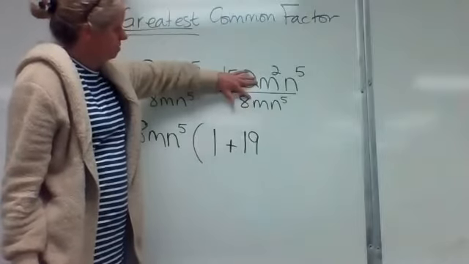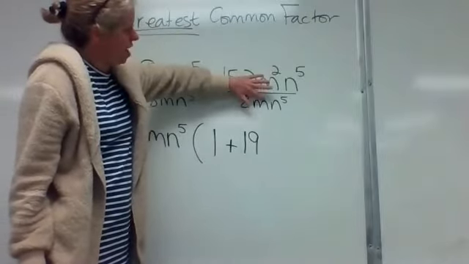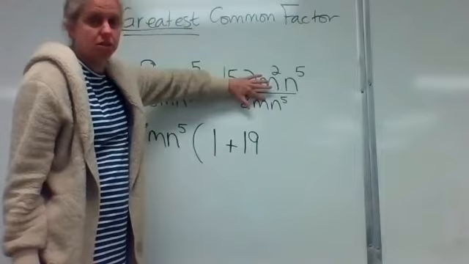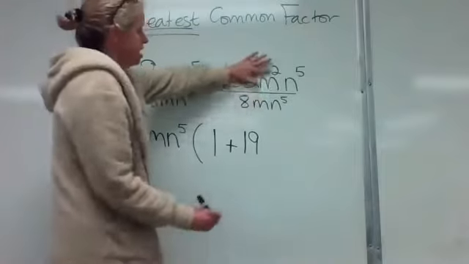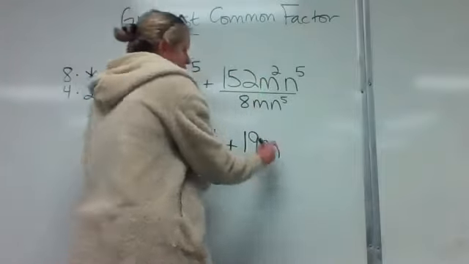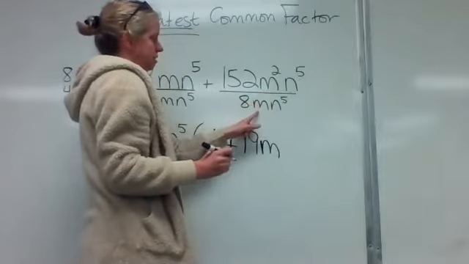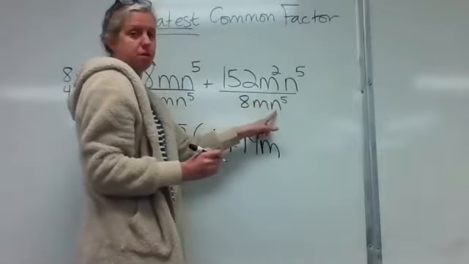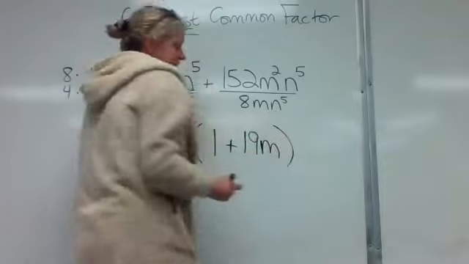Do your m's. Here I had m squared. I pulled out one of those, right? I had m squared, I pulled out m. I'm still left with an m. I had n to the 5th, but I pulled all of that out. So I don't have any n's left.